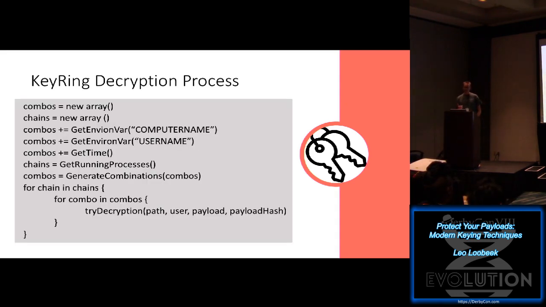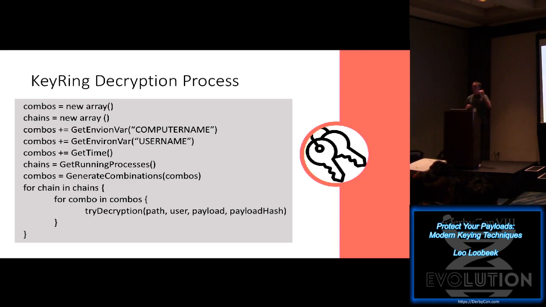Here is how the decryption process would look. Basically, it builds two arrays, and we add on all the combo functions. Then we generate all combinations, so we get that longer list of possible combinations. And then we add our chain as well. In this example, we're using Git running processes. So for each running process, we're going to try each combination and decrypt each time.